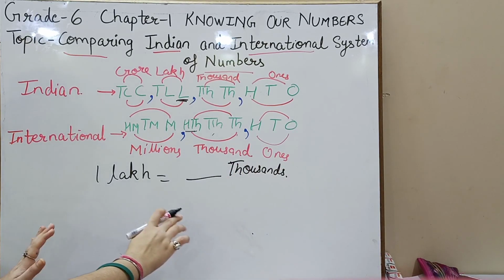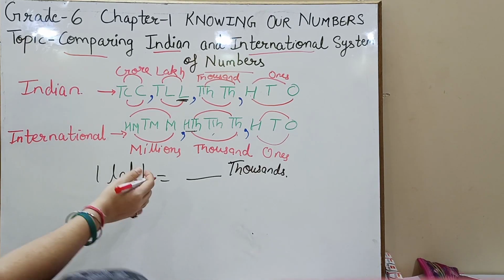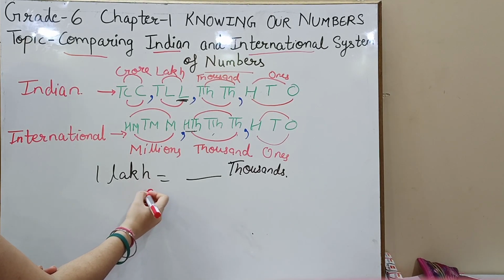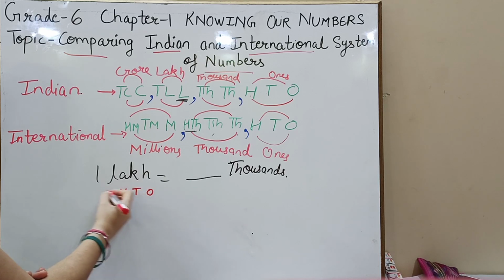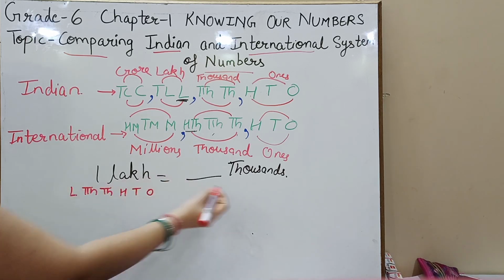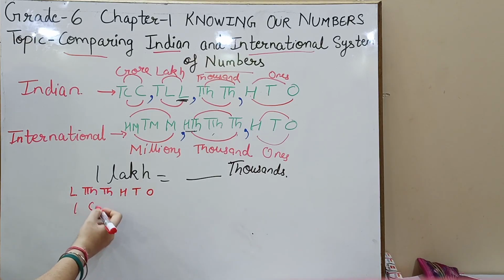The way is very simple. First you are going to write 1 lakh. These types of questions are there in your exercise 1 also. How are you going to do these types of questions? First you are going to put the place values: ones, tens, 100, 1,000, 10,000 and lakh. Here let us put the value 1 lakh.